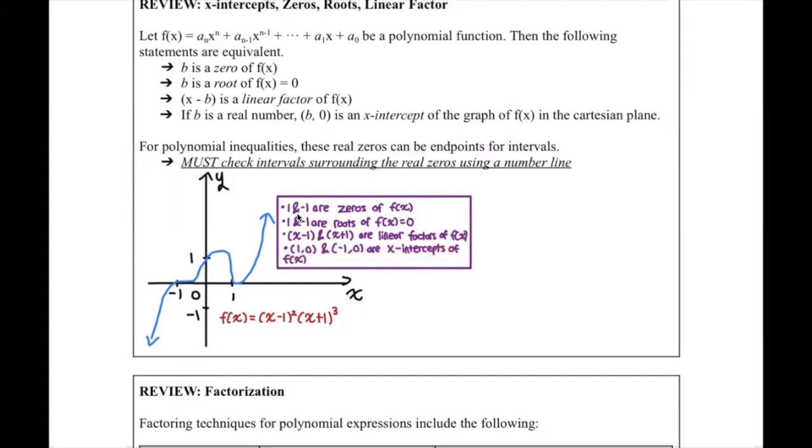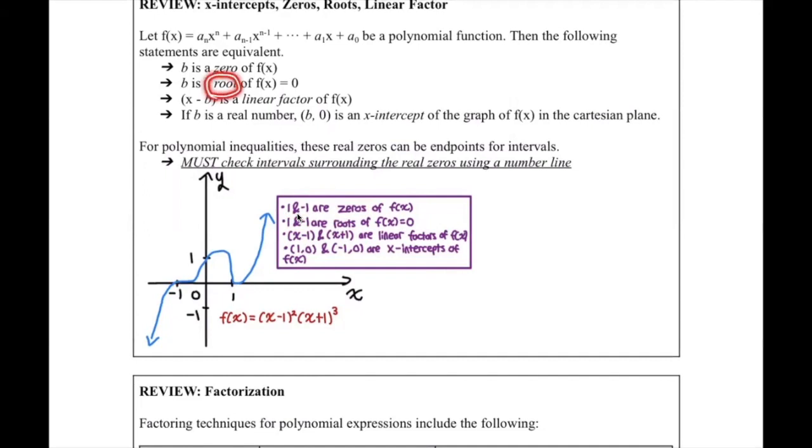And if they are x-intercepts, we can also express that in equivalent terms. We can say that 1 and -1 are zeros of f(x). We can say 1 and -1 are roots of f(x) = 0. And we can also say that x - 1 and x + 1 are linear factors of f(x). So zero, root, linear factor, and x-intercept are the same thing, but used in different contexts.